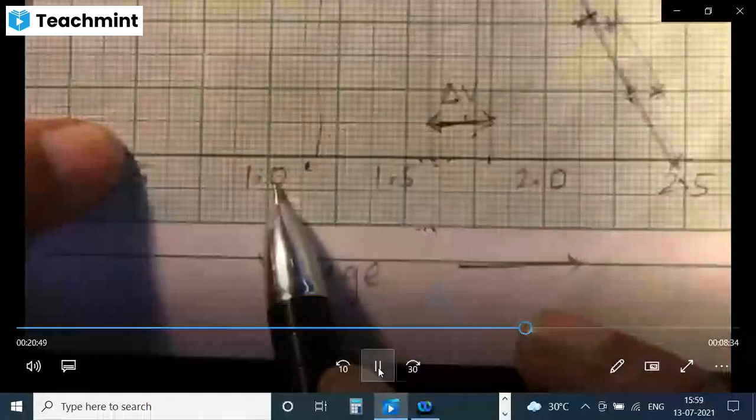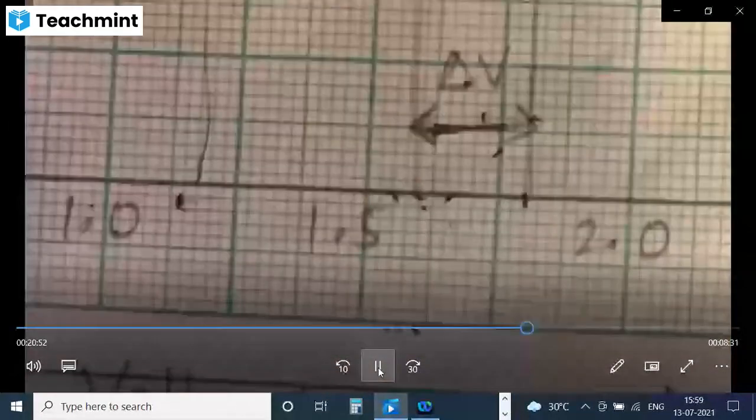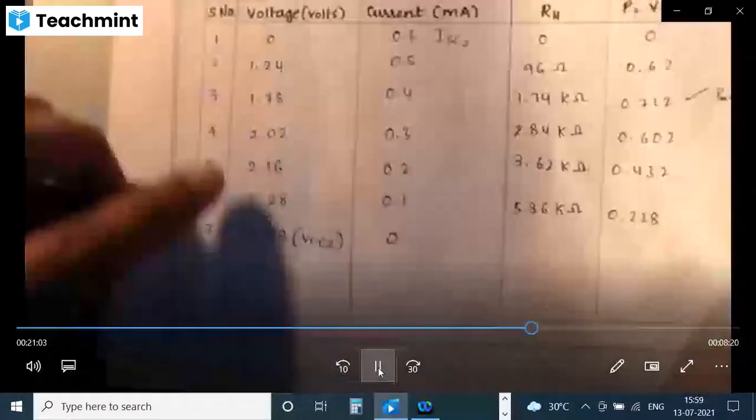So here you may have one question: what is the rule to take the scale in your circuits? Here the voltage range is from 0 to approximately 2.5 volts. So that's why we have taken the range of 1 to 2. So here how we scale each unit along the y-axis? Each unit is taken as 0.1 amperes.